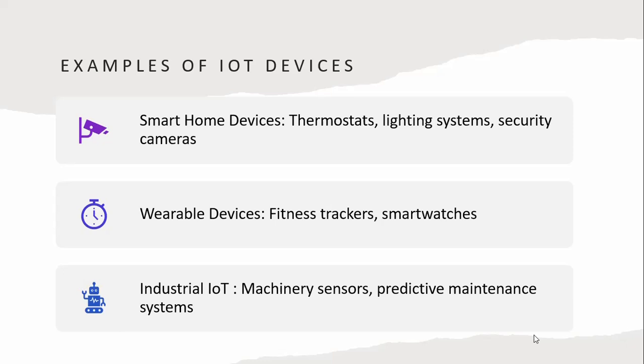Next, examples. We'll see smart home devices like thermostats, lighting systems, and security cameras. These are some of the IoT devices. Then wearable devices like smart watches, which can sense our heartbeat. Also, they can count the number of steps, how much we walk every day. And industrial applications will be like machinery sensors: if there are any faults in any machinery, that will be sensed and sent to the administrator who is taking care of that.